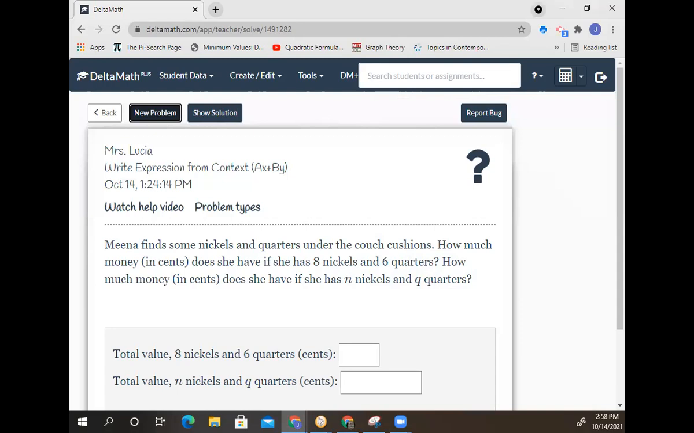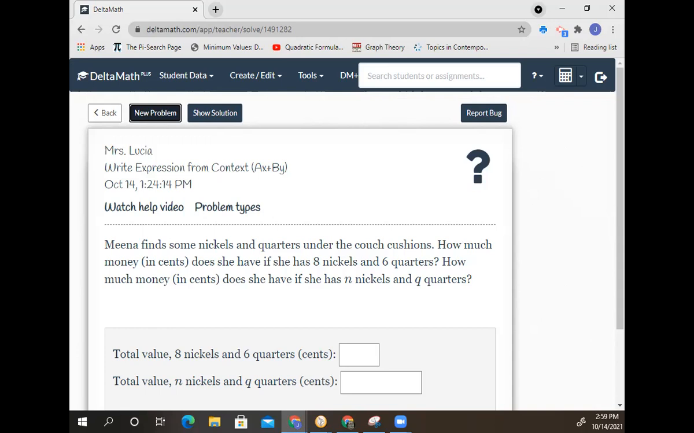So I've got a problem pulled up here. It says Nina finds some nickels and some quarters under the couch cushions. How much money in cents does she have if she has 8 nickels and 6 quarters? How much money in cents does she have if she has n nickels and Q quarters? So every question that you guys will see is going to be in this format, right? Everything you get is going to be in this format. So it's going to ask you something specific first, and then ask you for something general.